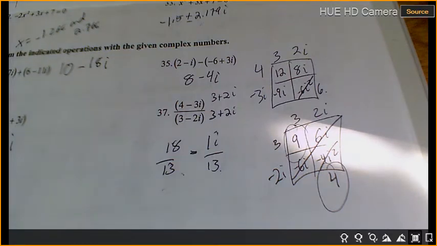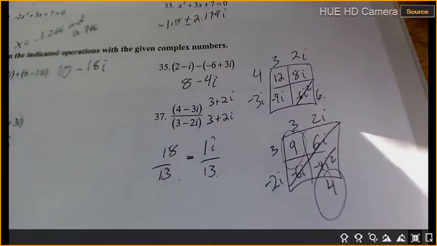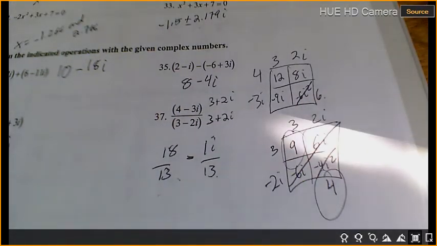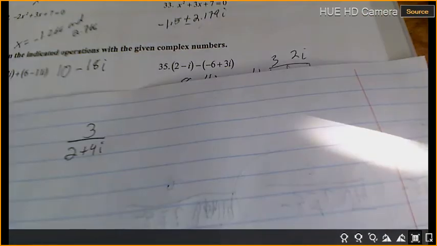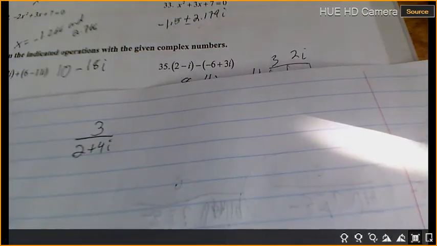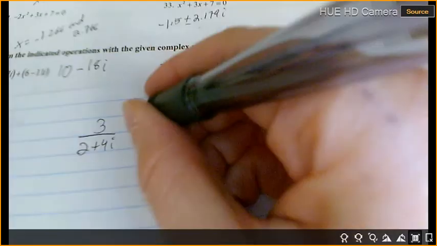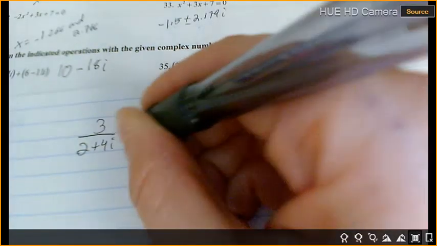Yes. Can we do one of those, because on the review of the last quiz, there's one with a number on the top, something like that. I'll just make one up. I don't know how nice it'll look, but I can totally make it up. So if there's 3 over 2 plus 4i, we still multiply the top and bottom by the conjugate, right? Which is 2 minus 4i and 2 minus 4i.